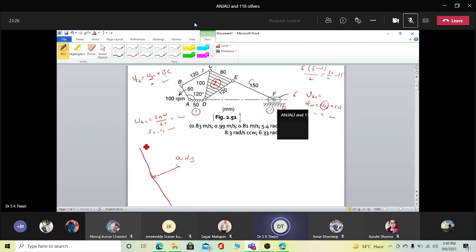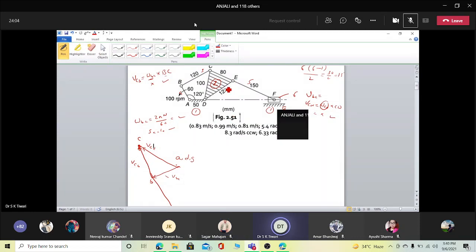अभी इसके परपेंडिकुलर बनाऊंगा तो कुछ इस तरह से आएगा. The intersection will define the position of point C. So this is giving me velocity of B with respect to A, this is the point B, and this is the C. Therefore, this vector will give me velocity of C with respect to B, and this vector will give me the velocity of point C with respect to D.